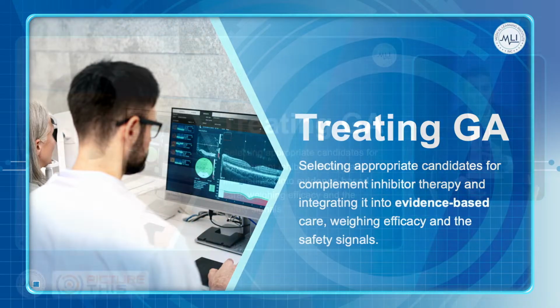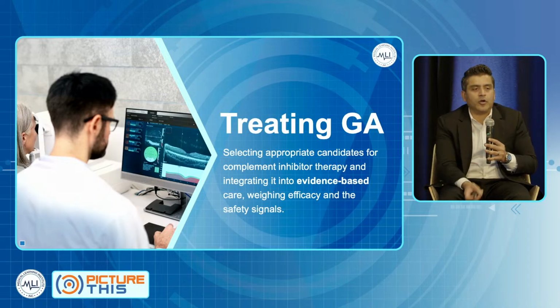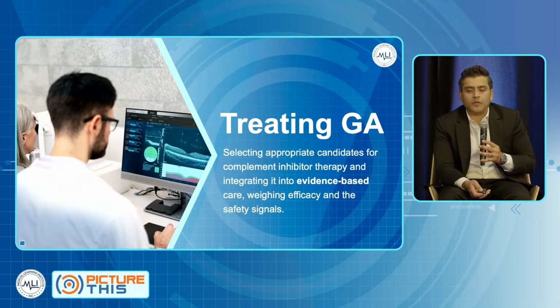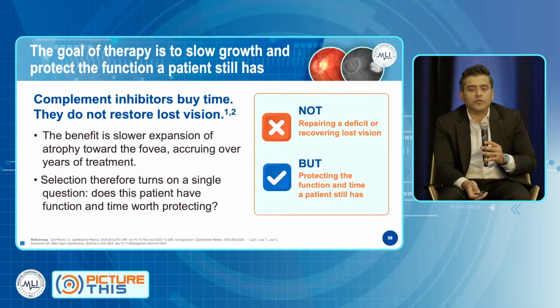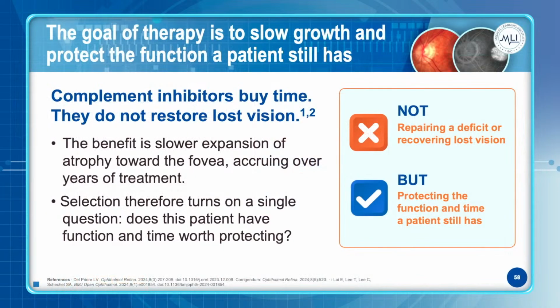All right. So in terms of treating geographic atrophy, I think this is a big question in clinical practice. A lot of physicians, in private practice and academic settings, we're all busy, right? And geographic atrophy actually takes time to discuss the treatment option. What we want to do is simplify that for practicing clinicians so they can use evidence-based strategies to educate the patient about efficacy and safety. Again, the goal of therapy, as all of you got it correctly, is to slow growth and protect the function of a patient, whatever function they have left.